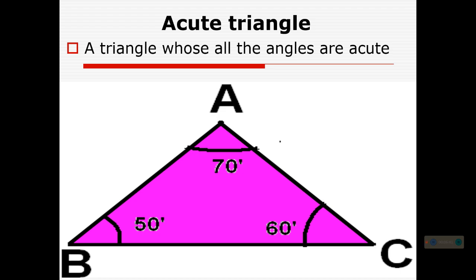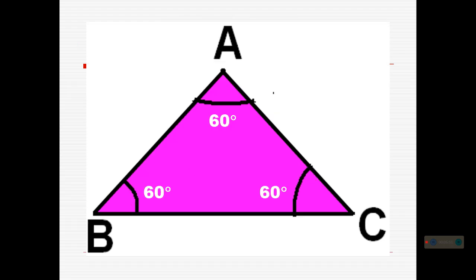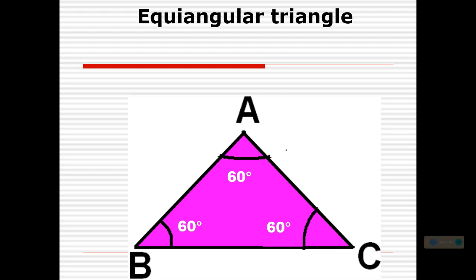So as you have noticed, we have 50, 60, and 70, which is greater than 0 but less than 90 degrees. So that's why this triangle is an example of an acute triangle. Next, let's have triangle ABC again, but we have the measures 60, 60, and 60.